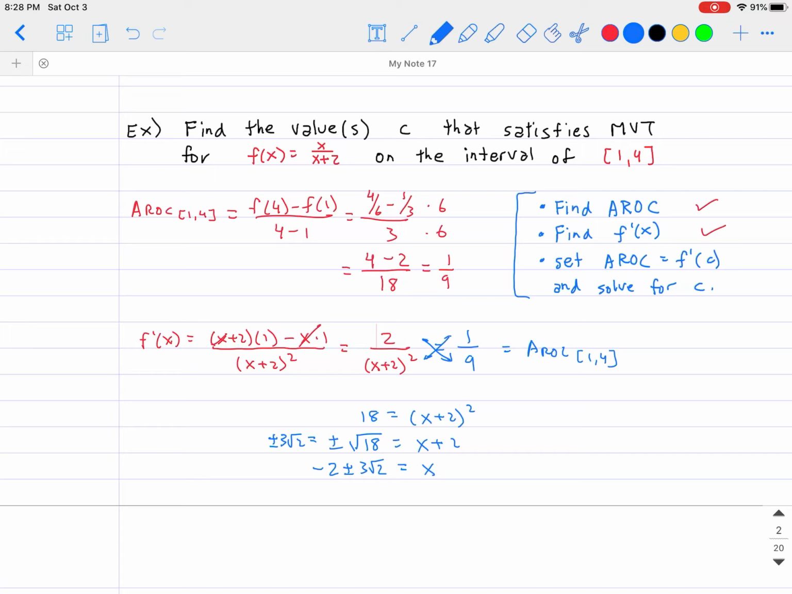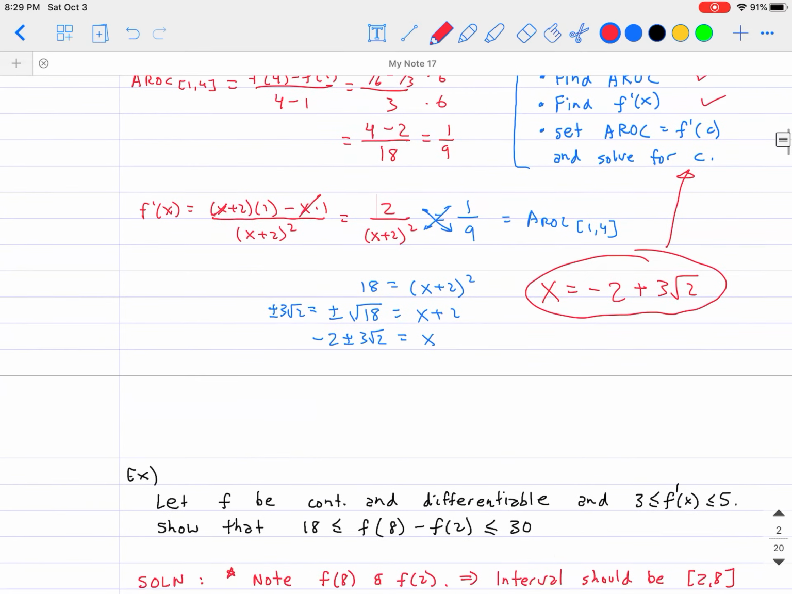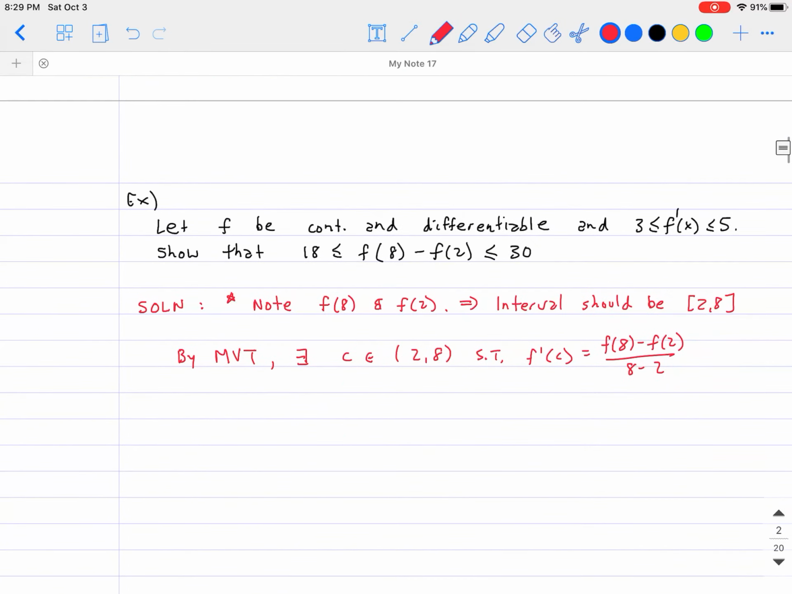Now be very careful. Yes, there are 2 solutions that we solve for, but I think only one of them actually works, because if you recognize, according to our interval, we need the solution to be between 1 and 4. To find out which one that is, I'm probably going to take the positive one, because you start off with negative 2. So my final solution is going to be negative 2 plus 3 root 2. That's going to be my value of c, where the derivative is going to be equal to the slope of the tangent.